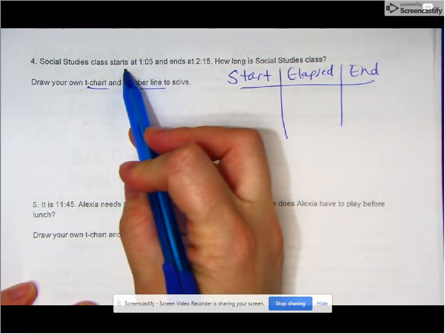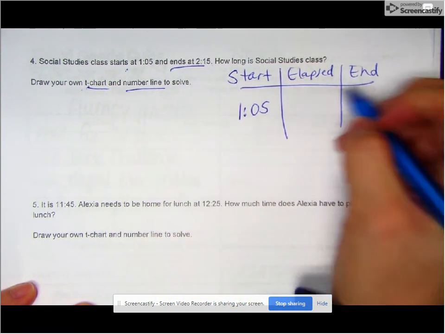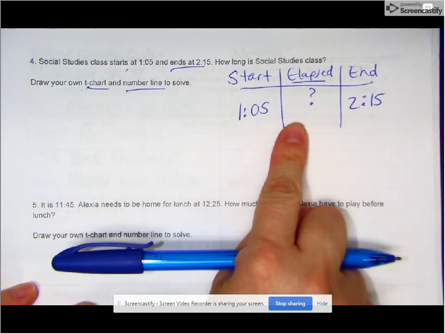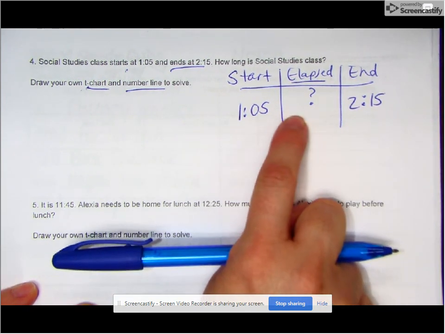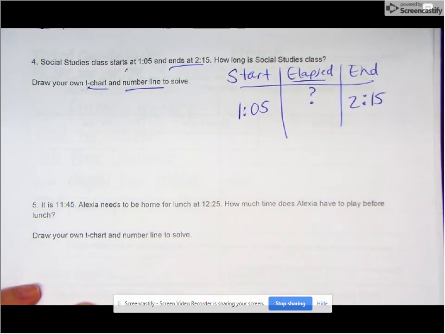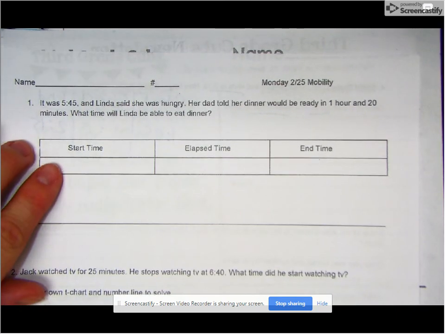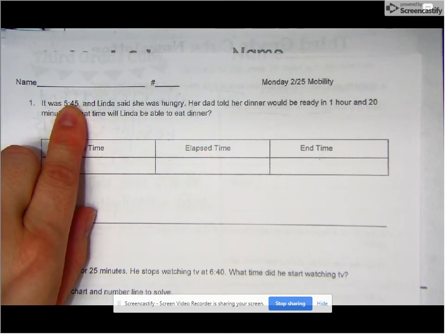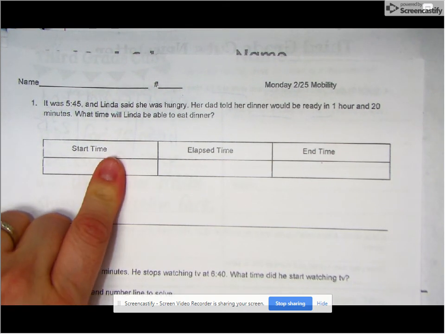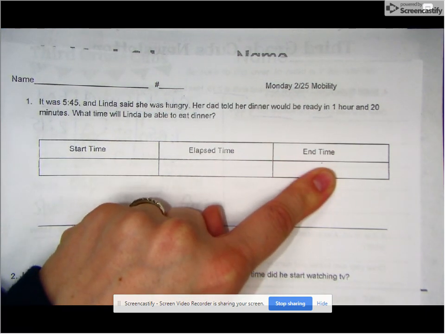So for this one, we know class starts at 1:05 and it ends at 2:15. So we know we're going to be looking for the elapsed time. Not all problems are going to be looking for the elapsed time. These three on the back are, but just to show you, on the front, it was 5:45. Her dinner will be ready in an hour and 20 minutes. That's where we know the start time, and we already know the elapsed time, and they have to tell us the end time.